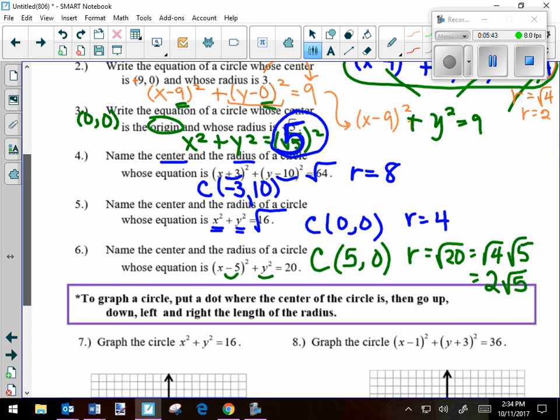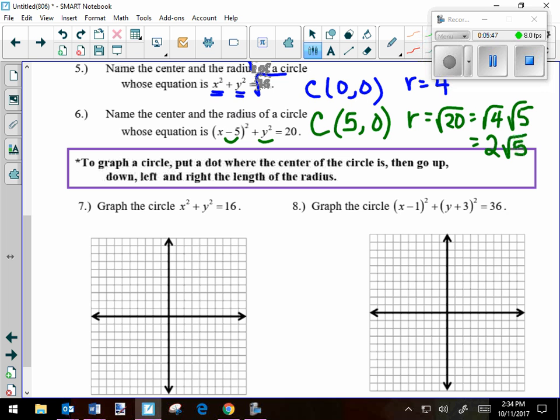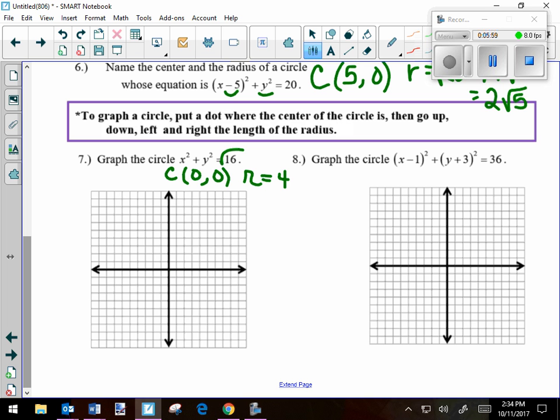The two questions at the bottom tell us how to graph a circle, and we technically need two pieces of information. We need to know the center, in this case 0, 0. Radius, how big is your circle? Square root of 16, which is 4. So I am going to go to 0, 0. I'm going to count 4 up, down, right, and left. And then I can draw my circle.